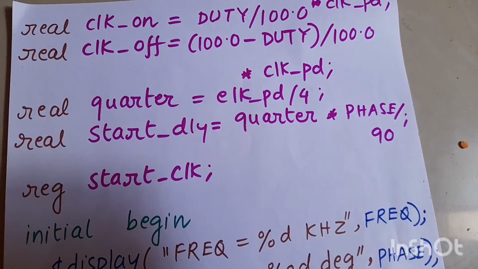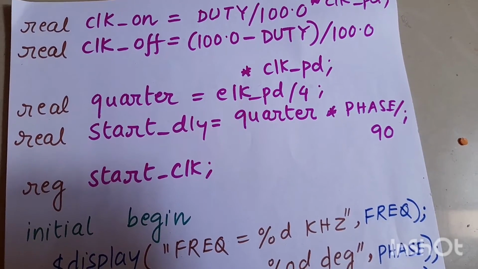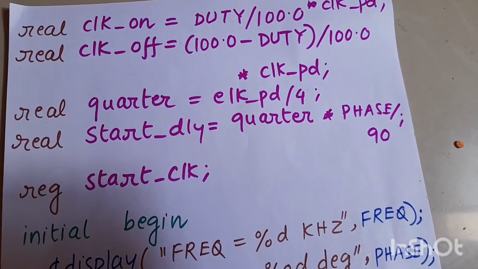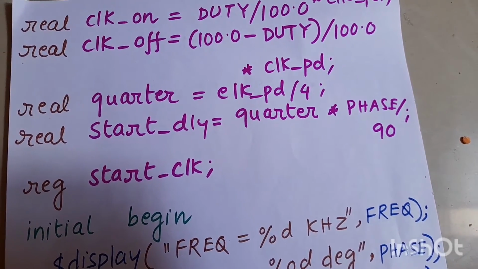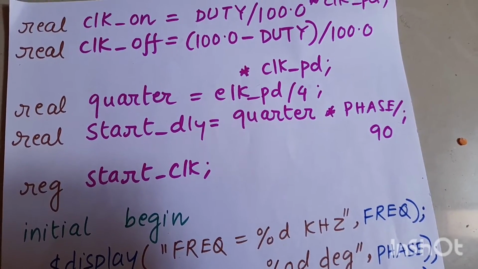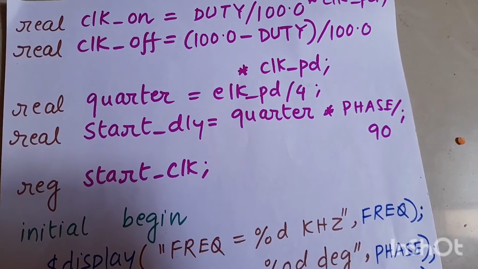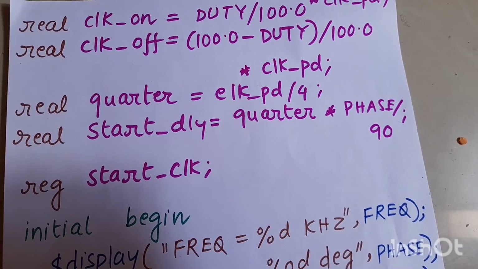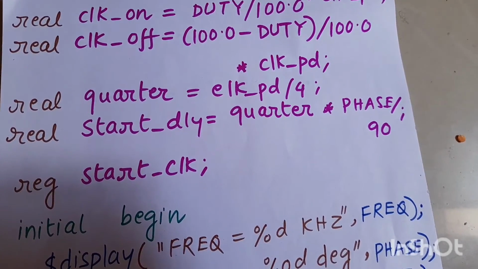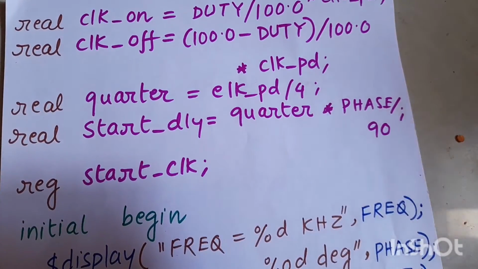Clock underscore off, that is (100 minus duty) whole divided by 100 into clock underscore PD. Okay, that is the clock off. It is also of real type. That will tell me the duration of time for which the clock is in lower position, the clock is off. It is (100 minus duty cycle) divided by 100 into clock underscore PD, which gives me the clock off period in nanosecond.